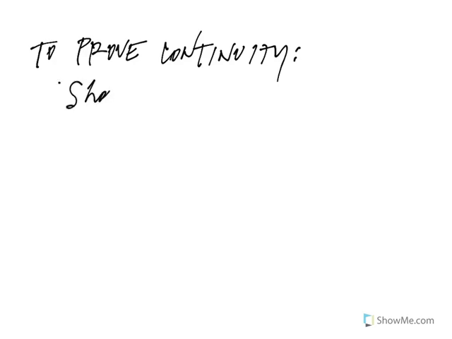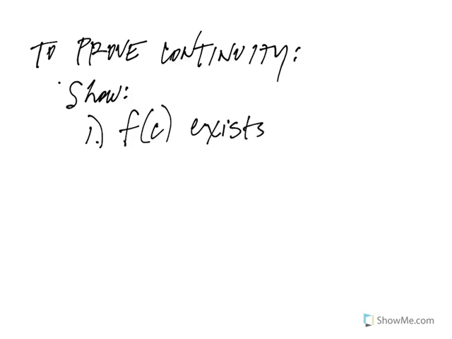To prove continuity, I'm going to have you show me that certain conditions exist. And I want you to show the following. Number one, that f of c exists. By the way, let me back up here just a little bit. This is continuity at x equals some number, like 5, 15, 28, something like that. I'll tell you what that value of c is. So you just want to show that a dot exists.